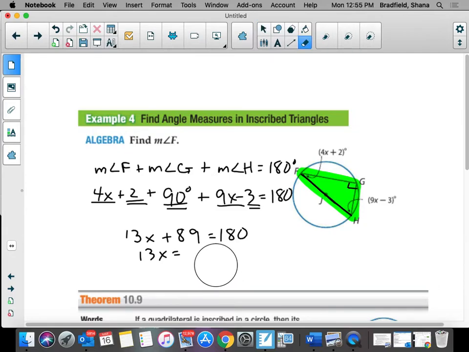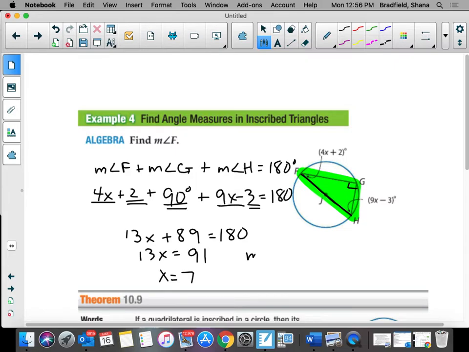Gotta watch me there. I was like, well, this isn't working out quite right. We want to take 180 minus 89. So if I take 180 minus 89, I'm going to get 91. That makes a lot more sense. And so then when we divide by 13, x is equal to 7. And then we'll do the measure of angle F. So angle F is 4x plus 2, so we substitute that 7 in for x. And we get 4 times 7 plus 2 is 30 degrees.